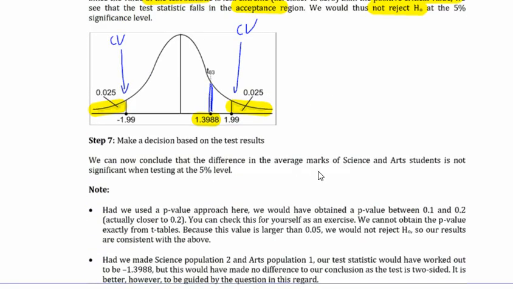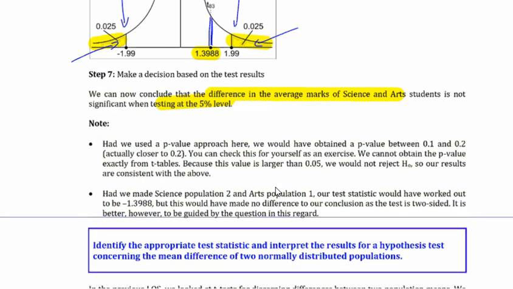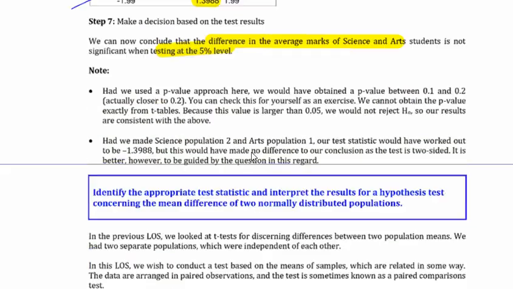And let's just make the conclusion. We can now conclude that the difference in the average marks of the two means, science and art students, is not significant at the 5% level. I could not prove anything. When would I be able to prove something, guys? Is if the critical value fell into the rejection regions that I've highlighted there in yellow. Okay, and there is a little bit of information.